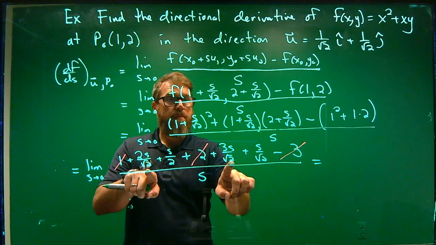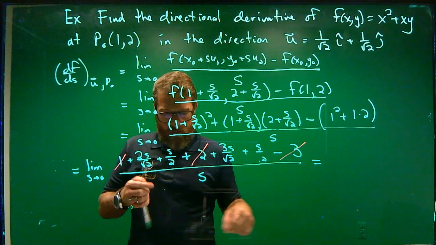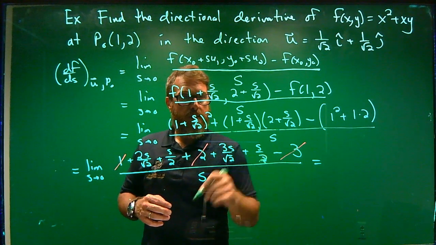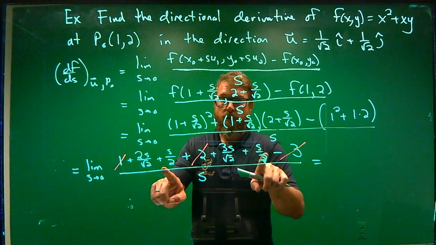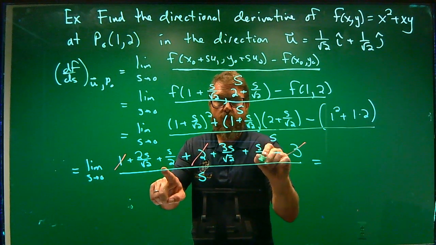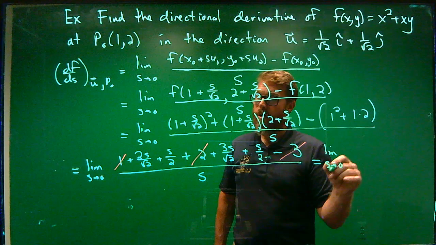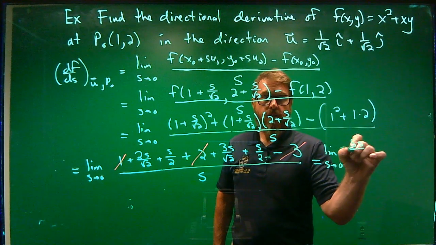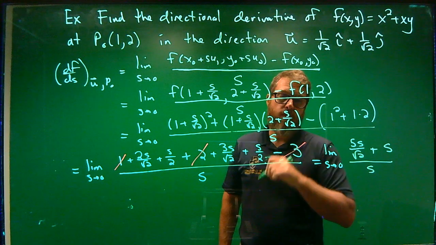And this thing should have been squared, so that should be just a 2. So that thing squared is what goes there. So now I've got these like terms. Let me clean that up a little bit. This is over 2. So we're going to get the limit as s goes to 0 of 5s over root 2 plus s, all over s.